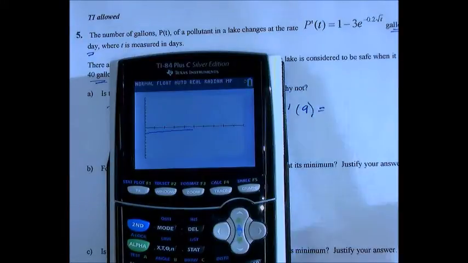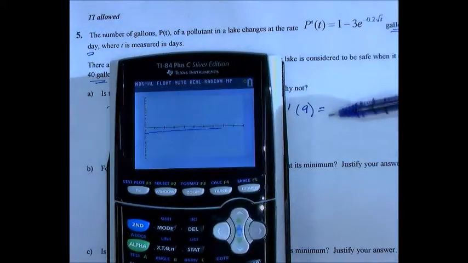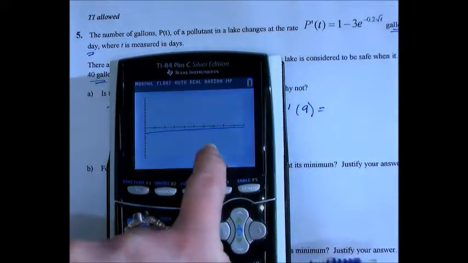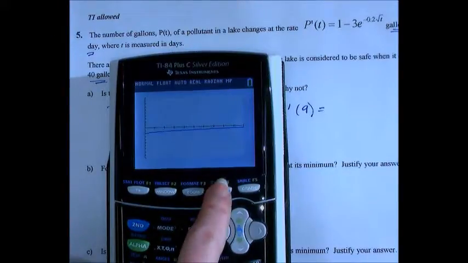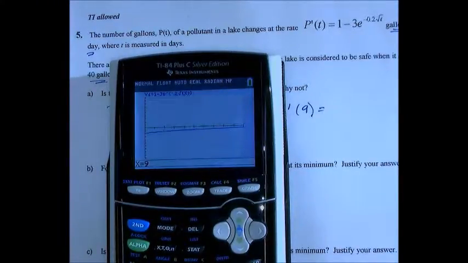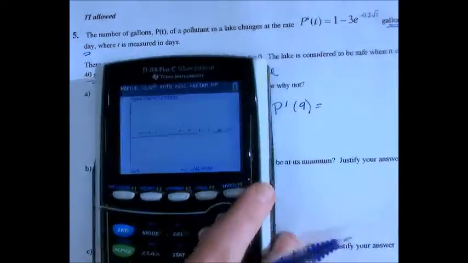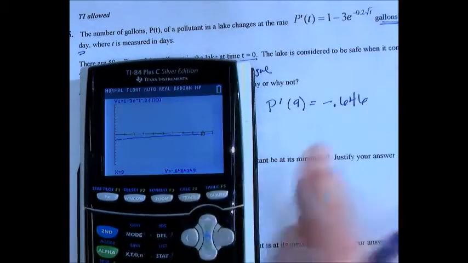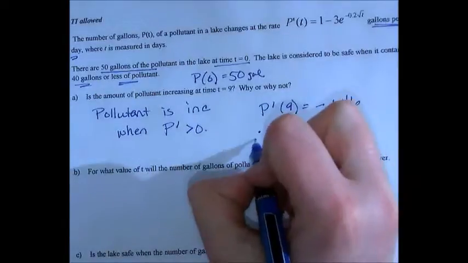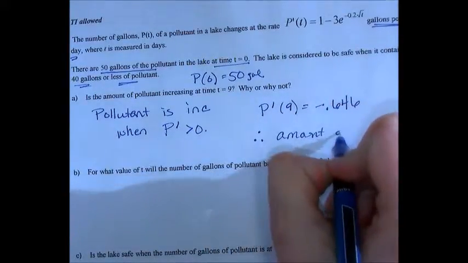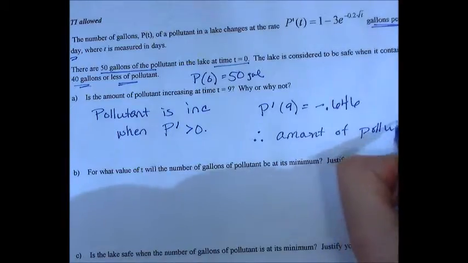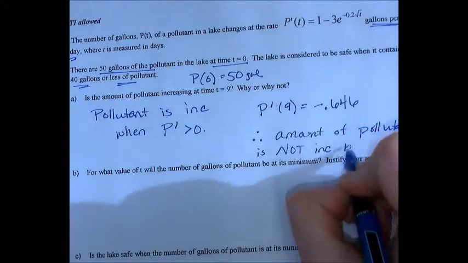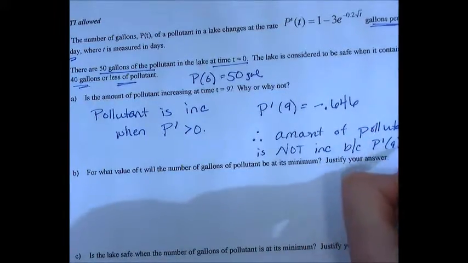Okay, so now, again, I want to find P prime of 9. That's what I'm looking at. So that means that I want to know when x is 9 on this graph, what is the y value. I'm just going to hit trace, and then I'm going to hit 9, enter, and I've got a value for P prime of 9 on the graph of my calculator: negative 0.646. So because that is negative, the amount of pollutant is not increasing because P prime of 9 is less than 0.